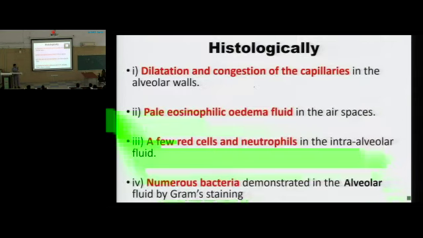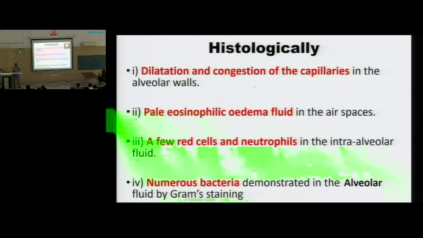So this is the text part, what I have already explained to you. There will be dilatation and congestion of the capillaries in the alveolar walls. There can be pale eosinophilic edematous fluid in the alveolar spaces. There will be few red blood cells and neutrophils in the intra-alveolar fluid, or edematous fluid. And there will be numerous bacteria. If we take that fluid and send it for microbiological culture, you will grow numerous bacteria, right?